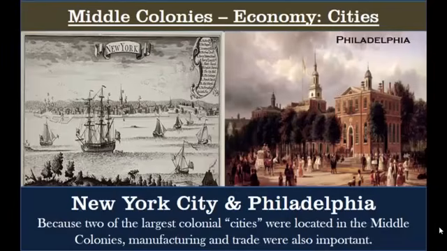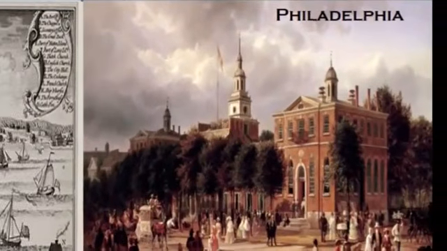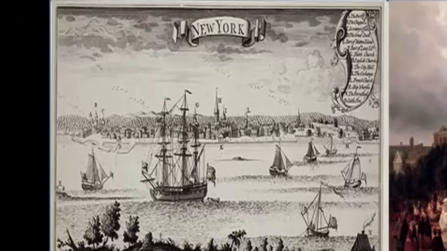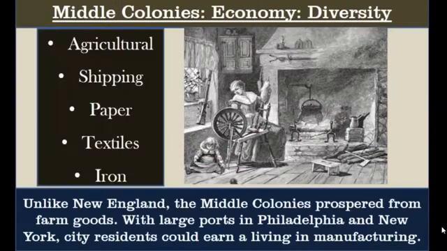However, the Middle Colonies also contained the two largest cities in America at the time, Philadelphia and New York, which were centers for trade and manufacturing. Of the three regions, the Middle Colonies had the most diverse economy, with its mix of farm goods and manufacturing goods such as paper, textiles, and iron.